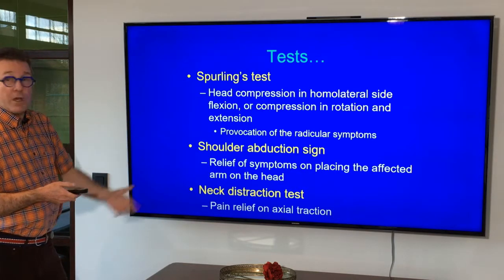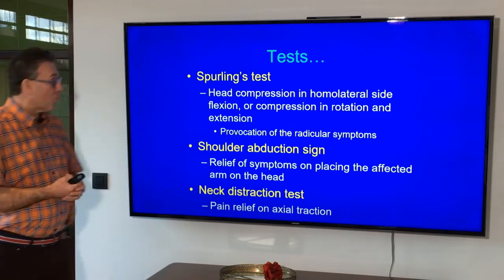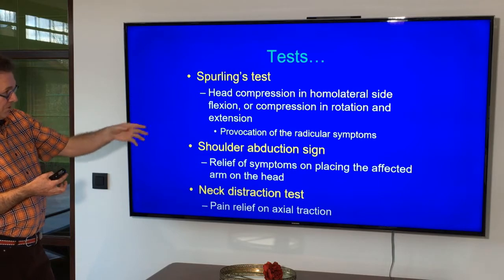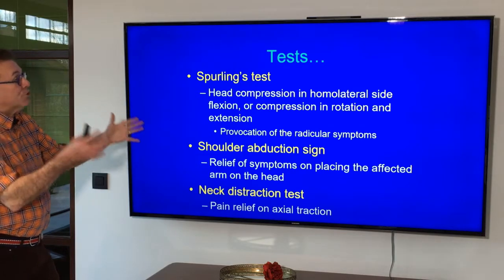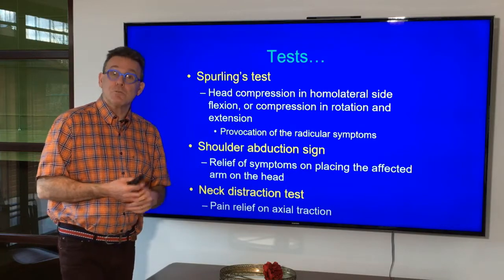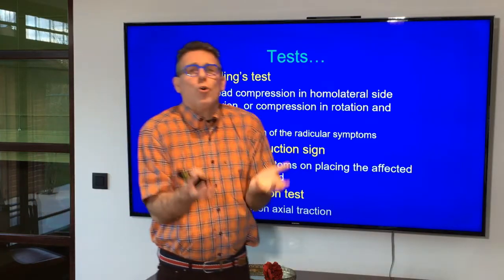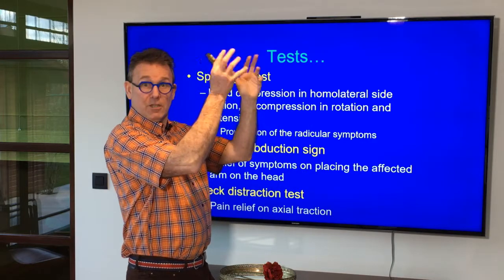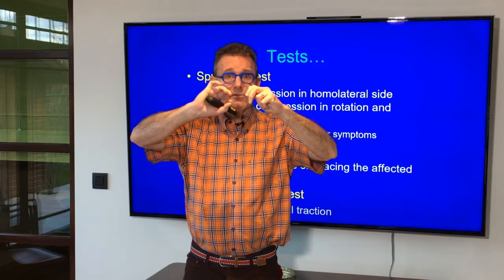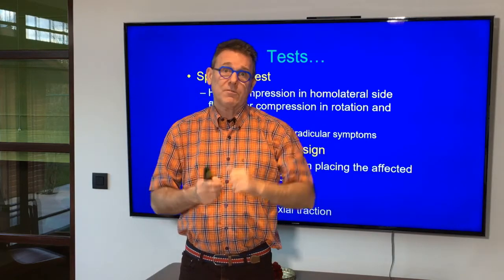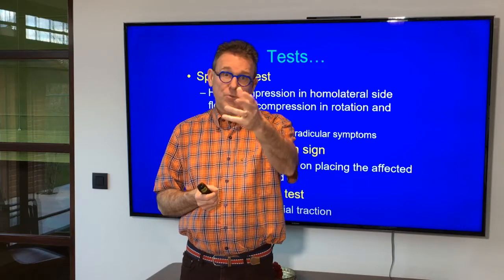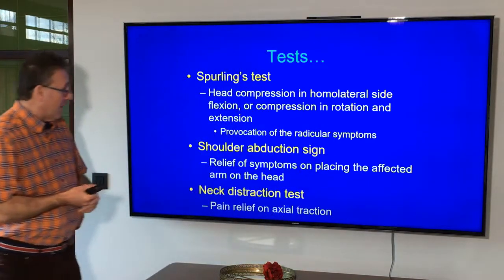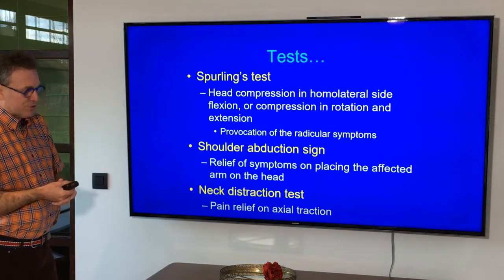You find some extra tests when it comes to root compression. For instance, Sperling's test, head compression in homolateral side flexion or compression in rotation, which produces radicular symptoms, arm pain. We already saw that in our basic examination. What did we do? Remember? Passive extension, passive rotations, passive side flexions. It's quite possible that one or more of those tests produce arm pain. Okay, no problem. This is a nice one, shoulder abduction sign.